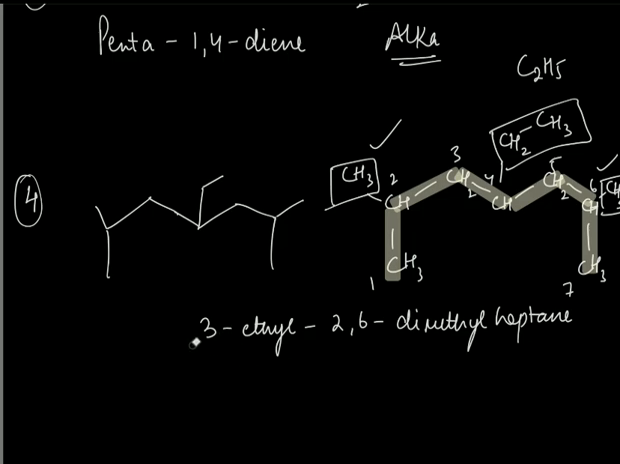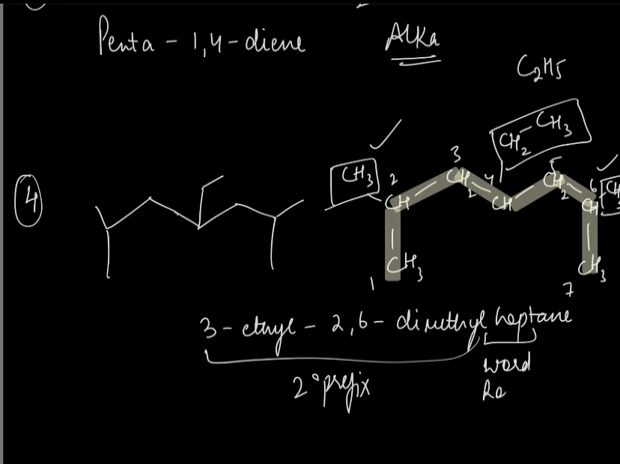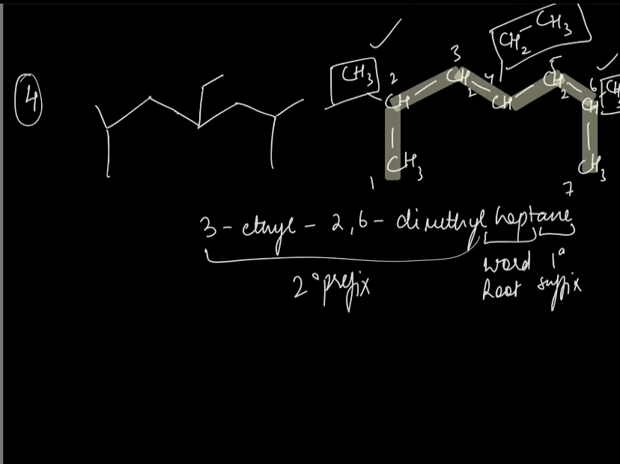Please try to understand: 3-ethyl-2,6-dimethyl, this entire thing is your secondary prefix. We are still not doing the cyclic structure, so the primary prefix is still not there in these nomenclature examples. Hept is the word root and ane is a primary suffix. Again, we still haven't done secondary suffix. So moving ahead to the next question.